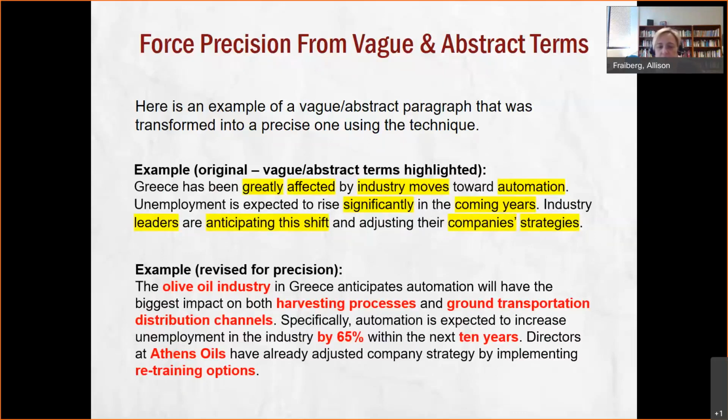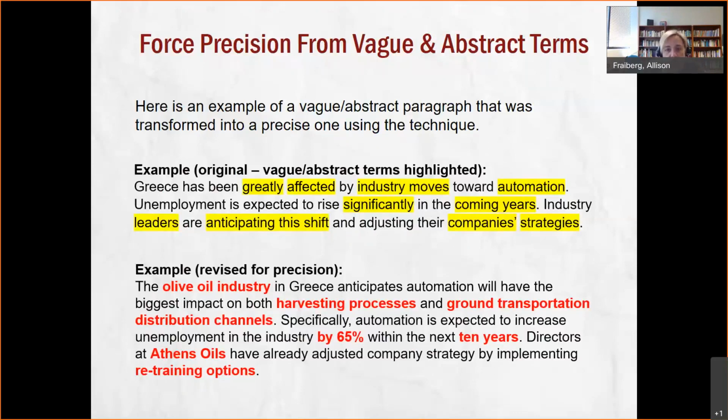Anticipates automation will have the biggest impact on both harvesting processes and ground transportation distribution channels. That is much more specific. I can kind of see that in ways that I can't see greatly affected and industry moves.